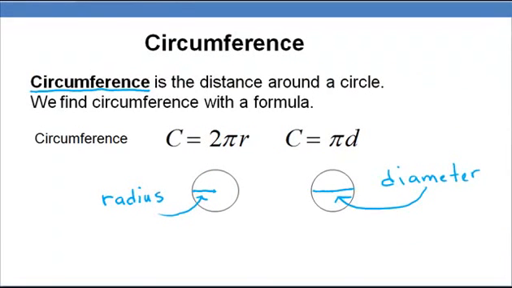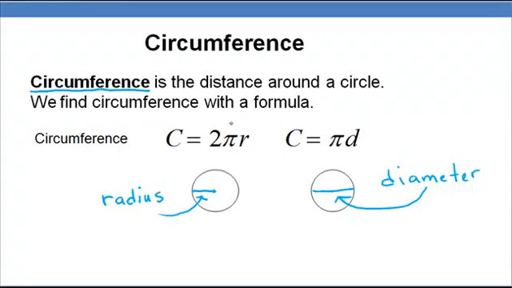Circumference is the distance around a circle. We find circumference with a formula. We have two formulas, and it depends on what we are given. C equals 2 times pi times r, or C equals pi times d. So it depends on what we're given in our problem.